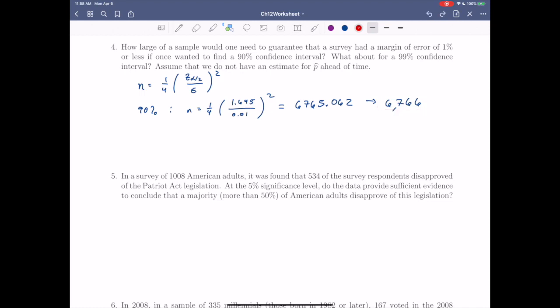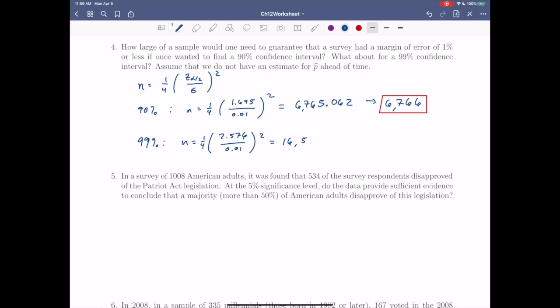And after that, I want to do the same thing, but for a 99% confidence interval. Our formula is going to be the same. We're going to have n is 1/4. Our z sub alpha over 2 is going to be 2.576. Our margin of error will still be 0.01. When we square this, we're going to end up with 16,000.